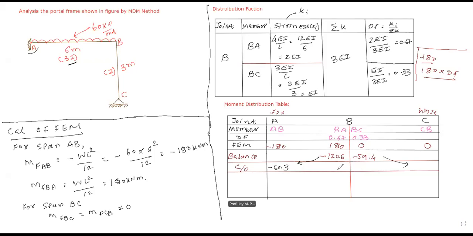Okay, so I hope it is clear to all of you. There is no carry over for point C, that's why 0. And your final step is, after this we will calculate final moments.